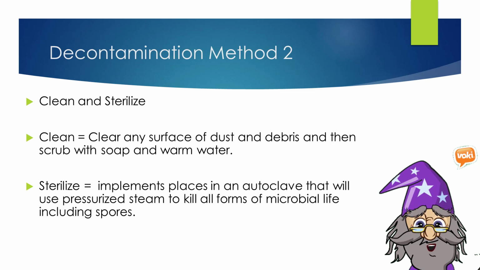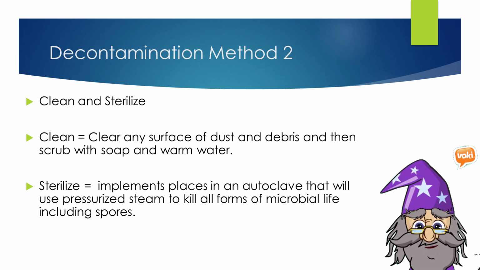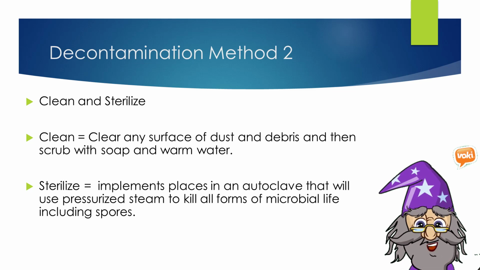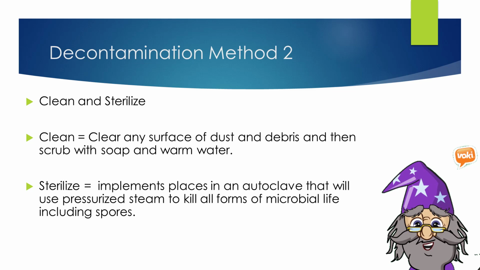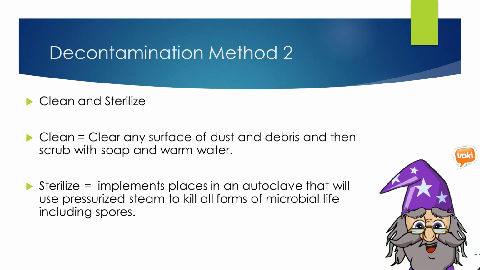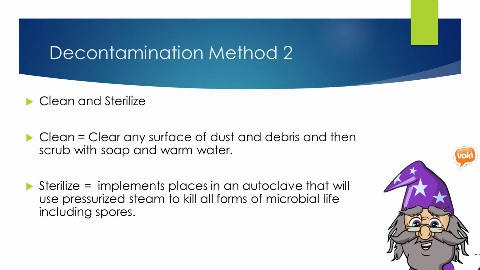Decontamination method 2. For this method of decontamination, we must clean and sterilize. Here, we must clear the object of any dust and debris and then scrub with soap and warm water. After the surface has been sanitized, then we must sterilize the object. Remember, sterilization uses an autoclave that produces high-pressured steam to kill microbial life.